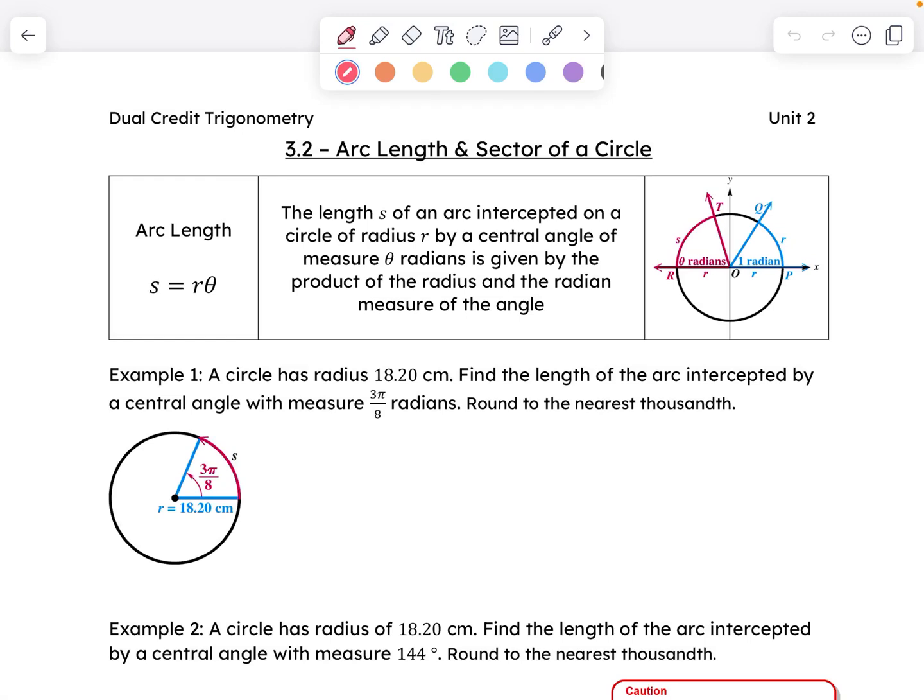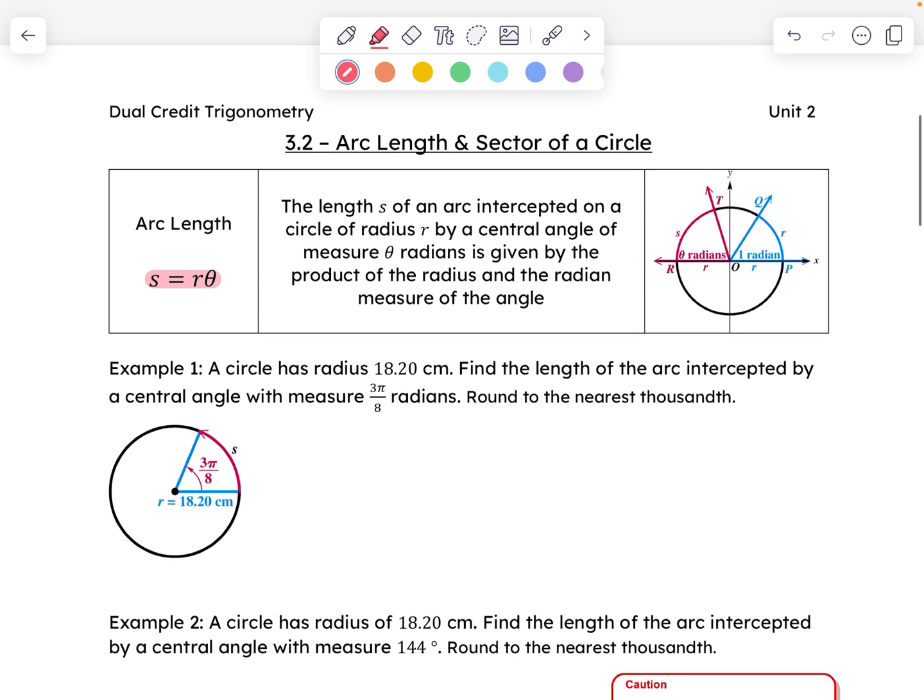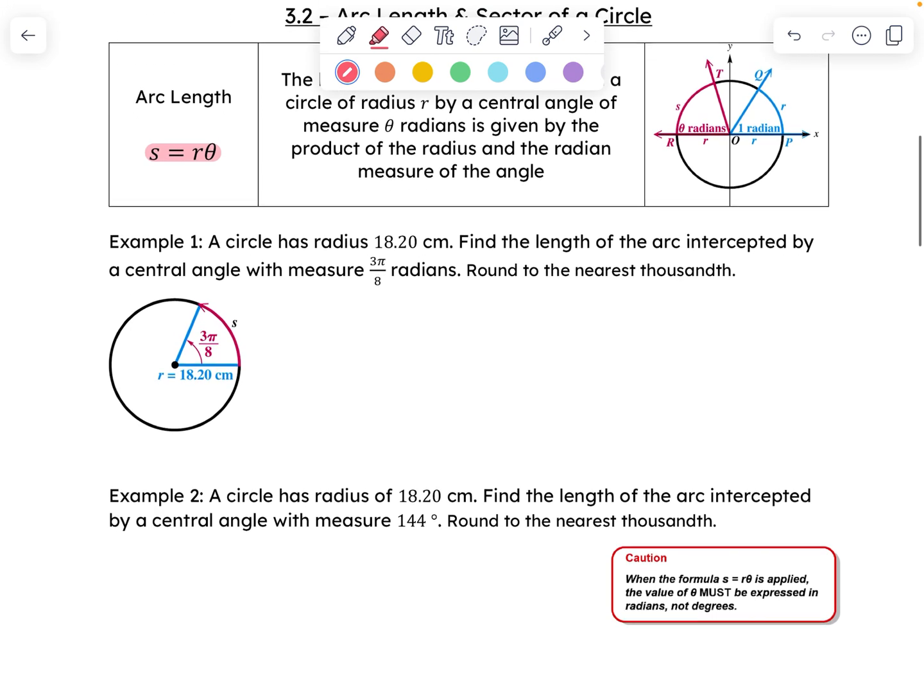Hey guys, today we are looking at arc lengths and sectors of a circle. We're looking at these formulas today because in order to use them, it's really important that we are in radians. So we did our notes over radians first, which is what we did last class period. Your formula for arc length is S is equal to R times theta, where R is the radius and theta is the angle measure. So let's look at a couple examples of this.